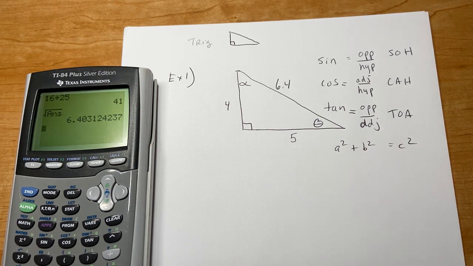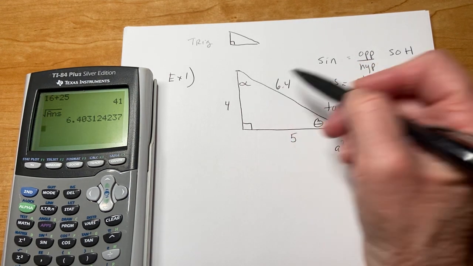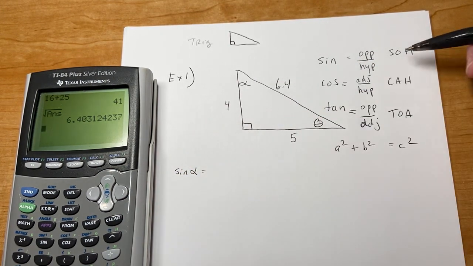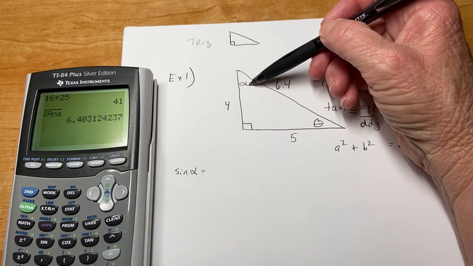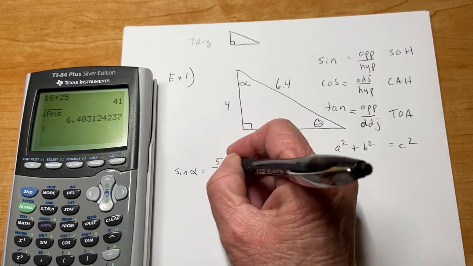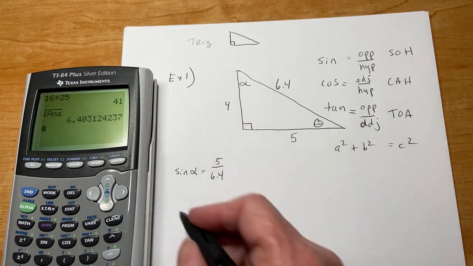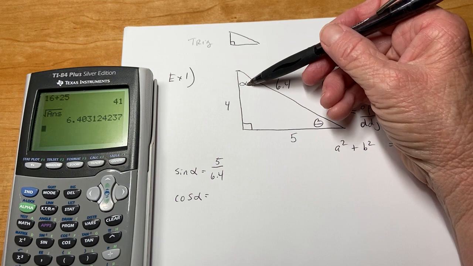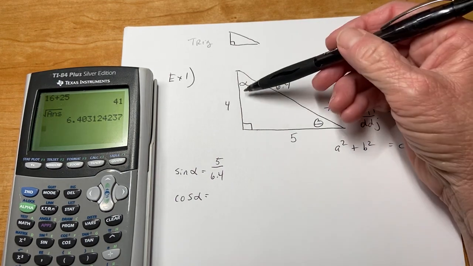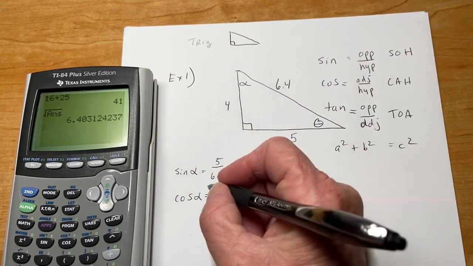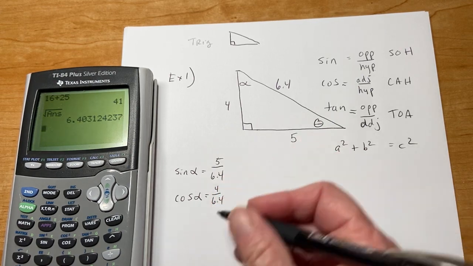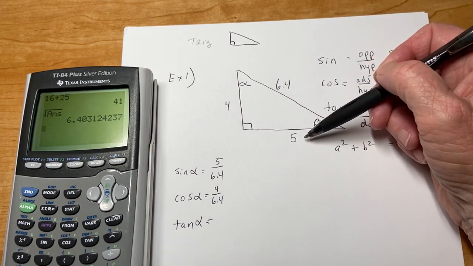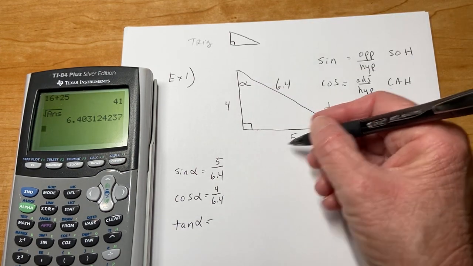So we're going to do a little bit more than just figure stuff out. I'm going to start with sine and alpha. The sine of alpha is the opposite over hypotenuse. Well, here's alpha. Opposite is 5. Hypotenuse is 6.4. Cosine alpha. Staying with alpha, it is adjacent over hypotenuse. So adjacent is 4 over 6.4. Tangent of alpha is the opposite over the adjacent. So that's 5 over 4.